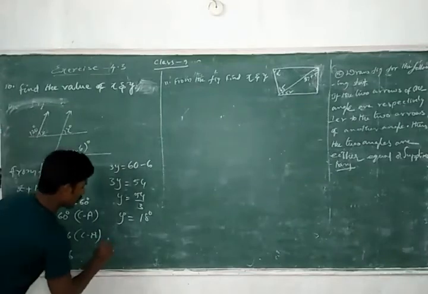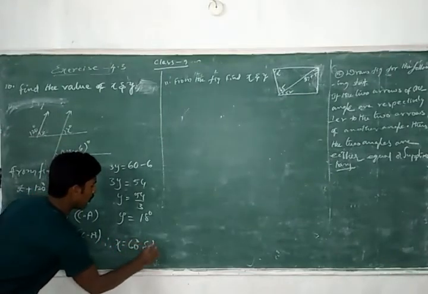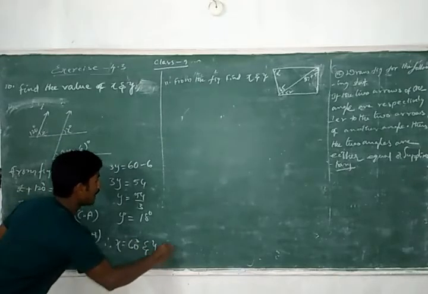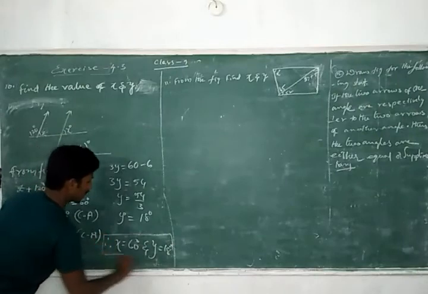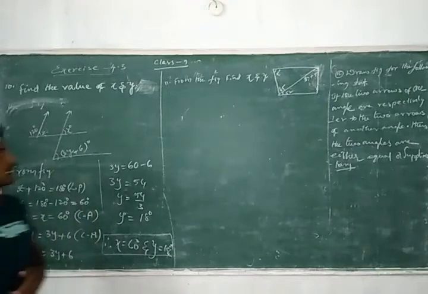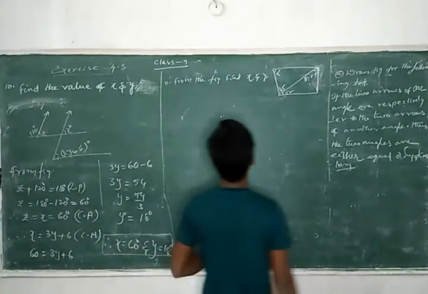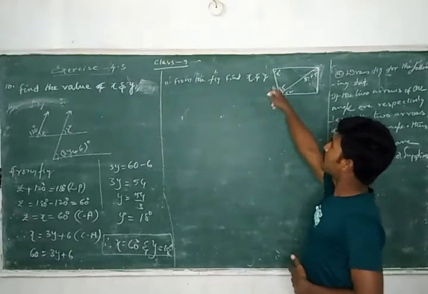Therefore x is equal to 60 degrees and y is equal to 18 degrees, right? These are the values of x and y. You understood carefully and clearly. Next, goes to figure number 5. Question number 11. From the figure, find x and y.